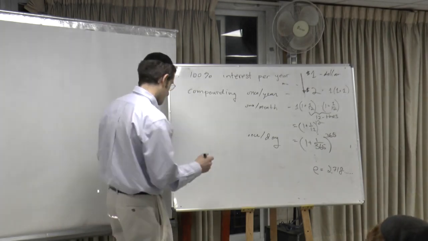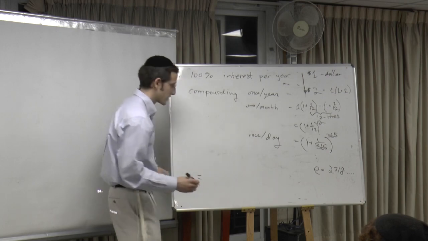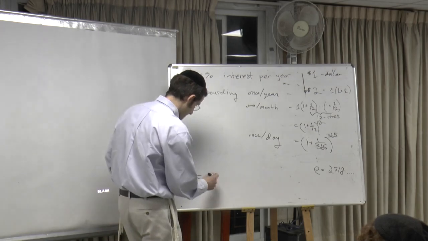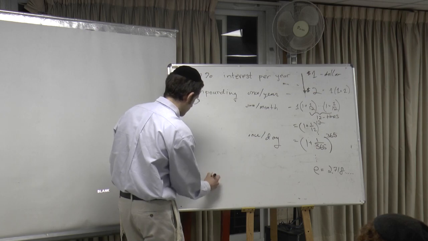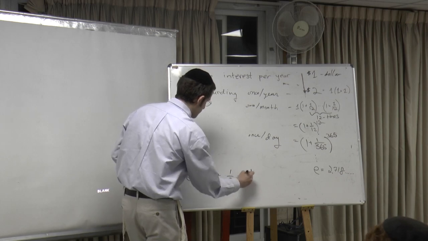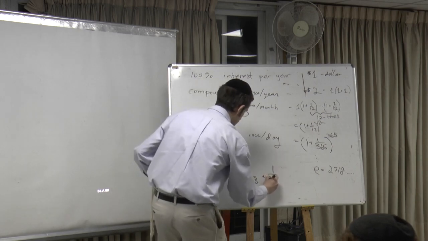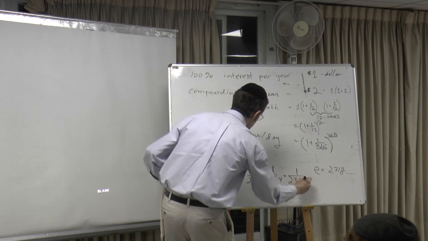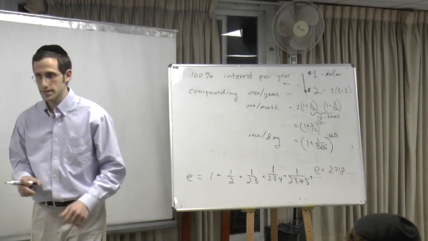And then, your name is Yitzchak? Yeah. I think Yitzchak was asking me to write down the infinite series approximation. So one way of saying this would be like this: take 1 plus 1/2 plus 1/(2 times 3) plus 1/(2 times 3 times 4) plus 1/(2 times 3 times 4 times 5), and so on and so forth. That will be another way of saying e.